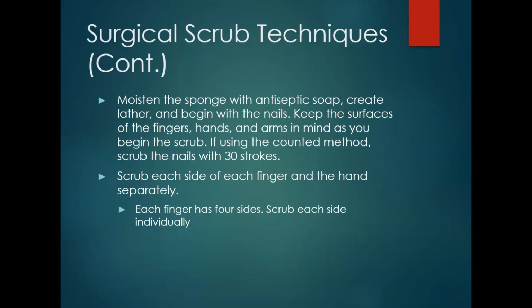Next, you moisten the sponge with the antiseptic soap, create a little lather, and begin with the nails. And Ms. Gonzales will go over the video with you guys. You can kind of use this as notes as to the sequencing. So you're going to keep the surface of the fingers, hands, and arms in mind as you begin to scrub. We want to envision the fingertips as being clean, and we're working our way from clean to dirty, with the elbow being dirty. So scrub each side of the finger and the hand separately.